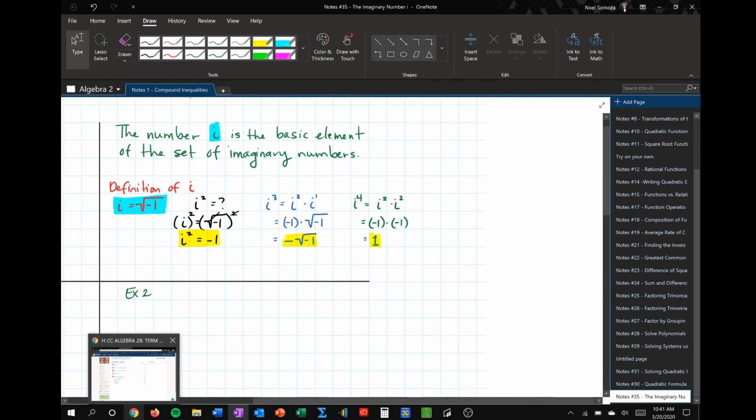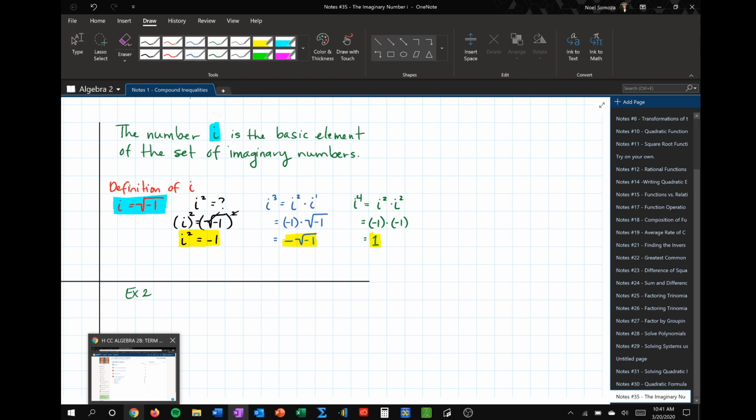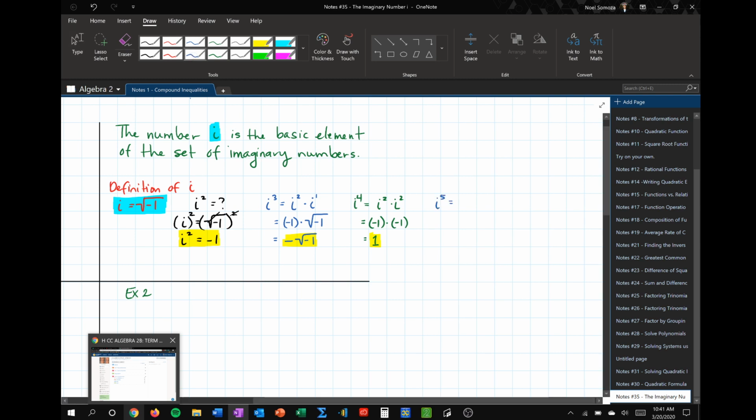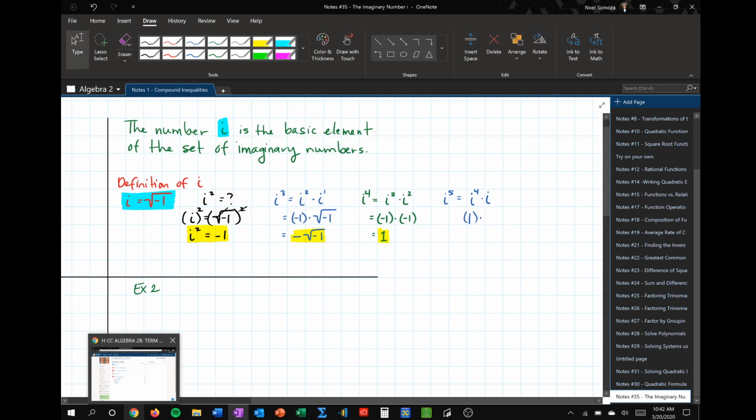Because watch what happens when you start to go above that. Let's say now we were looking for i to the fifth. Well, you can break this up. You could say that i to the fifth is the same thing as i to the fourth times i. I to the fourth, you already know what that is. You already know that i to the fourth is just 1. And you know that i is the same thing as the square root of -1. So when you multiply 1 times the square root of -1, multiplying by 1 won't change it. So what's your answer? The square root of -1.